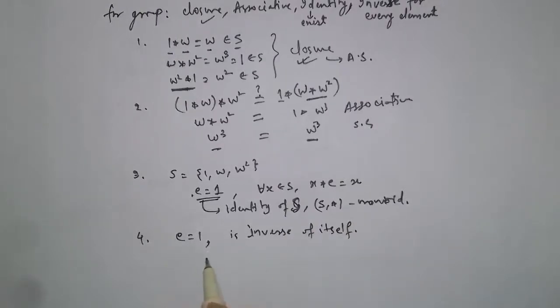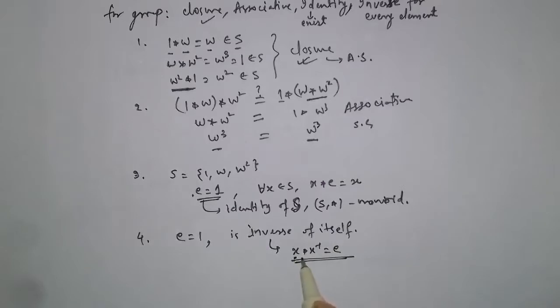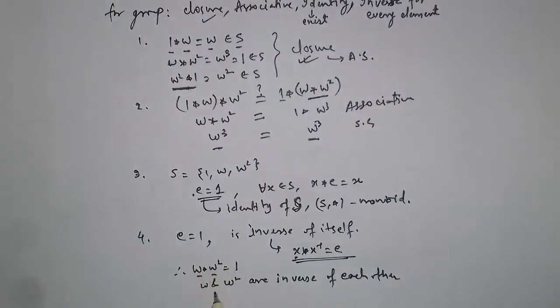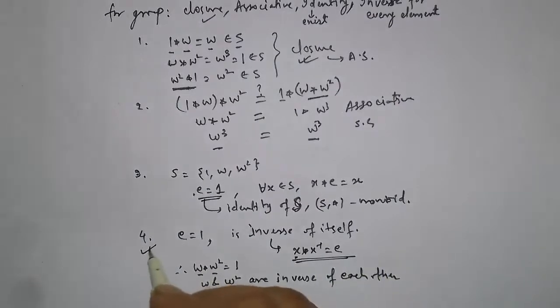Now the remaining are two elements, omega and omega square. Inverse means x star x inverse should be equal to the identity element. When the inverse of x is multiplied with x, we get the result as the identity element. Omega when multiplied with omega square, we get omega cube, which is equal to 1, meaning omega and omega square are inverses of each other. Since every element in the set has an inverse, the inverse property is also satisfied. So this structure is a group. So option A is correct.